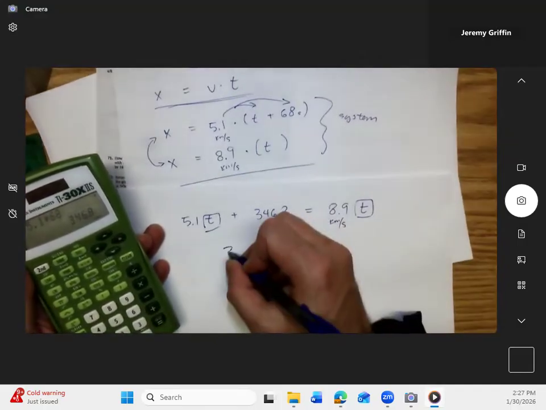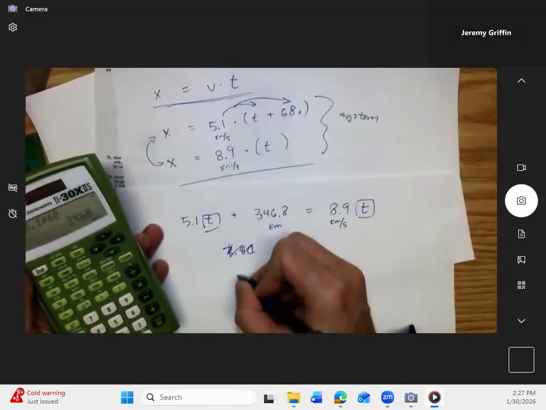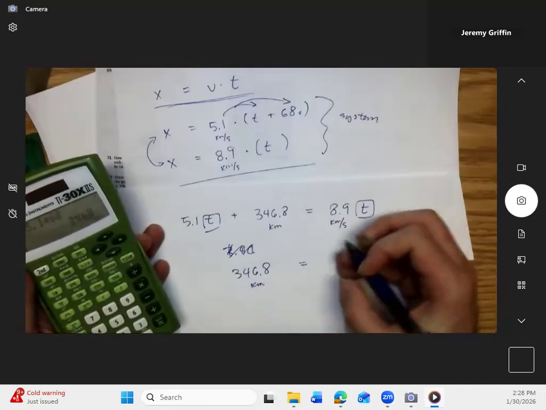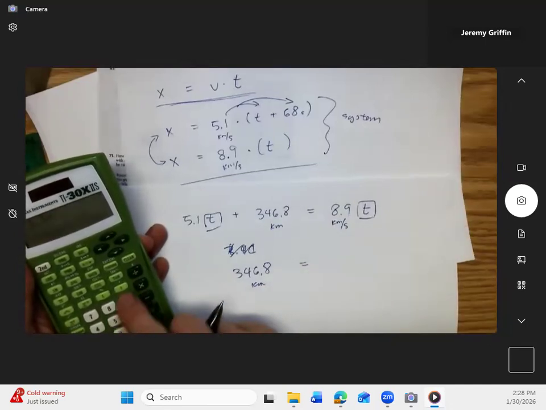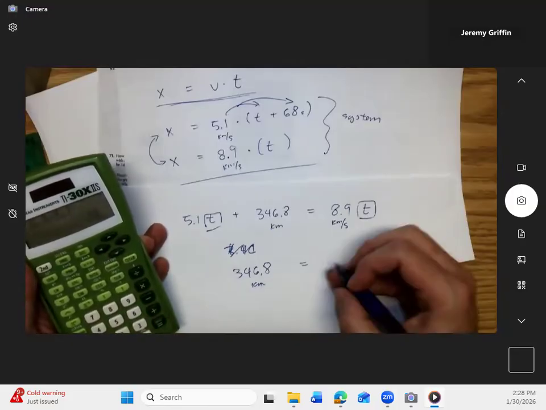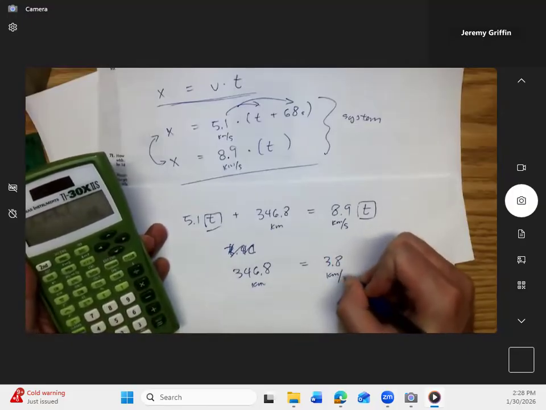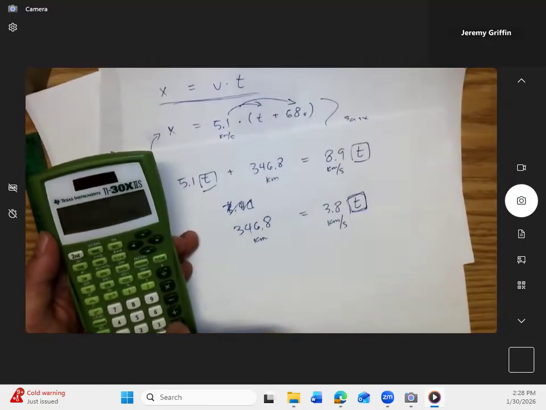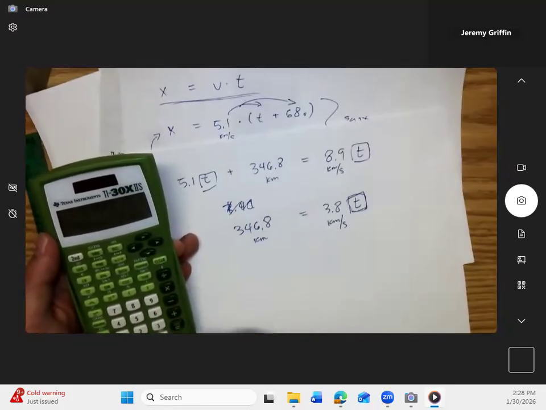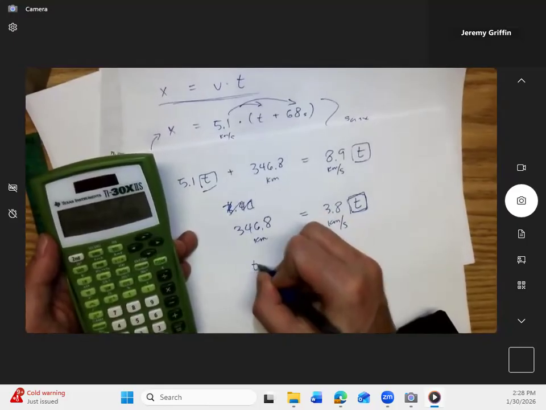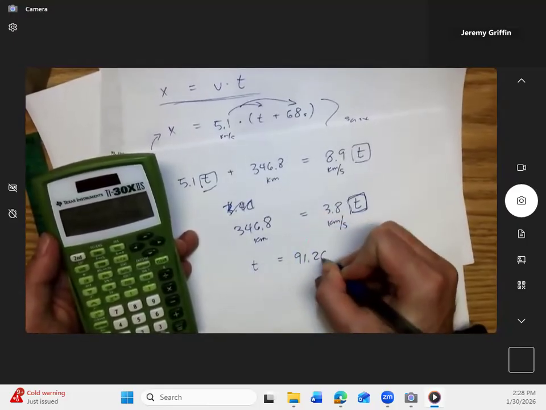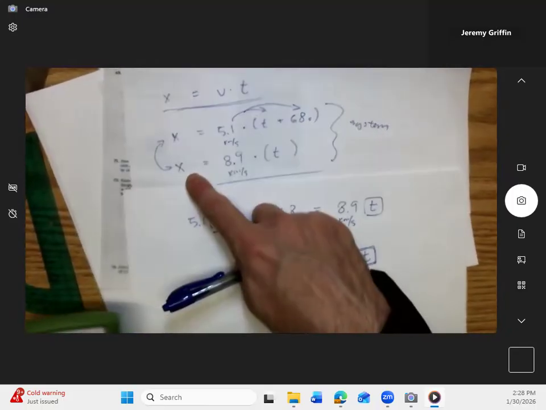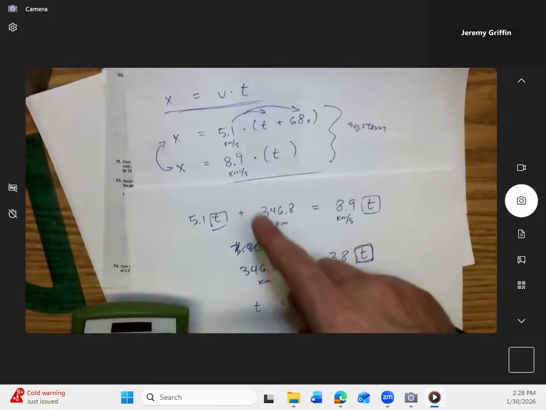So subtract this over. 346.8 kilometers is equal to 8.9 minus 5.1, which is 3.8 kilometers per second, times t. And then divide by the coefficient, 346.8 over 3.8. So I'm getting a time of 91.26 seconds. No, that's the time for the faster wave to show up. That's not what they asked. They asked what's the distance. So all I have to do is plug this in for t and I can get the distance.